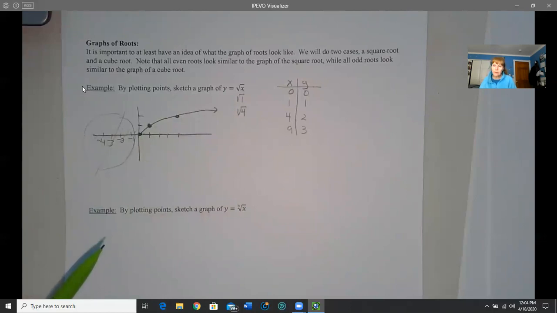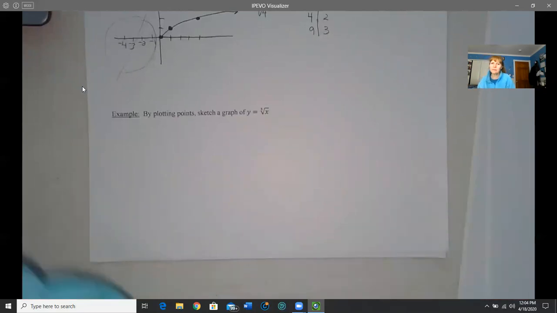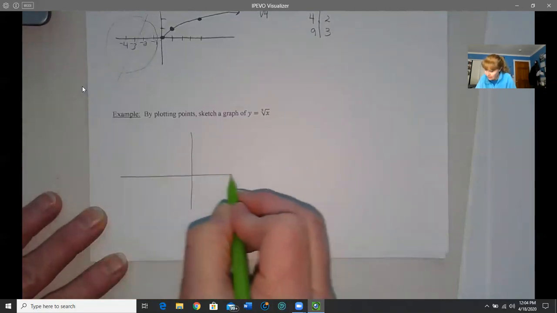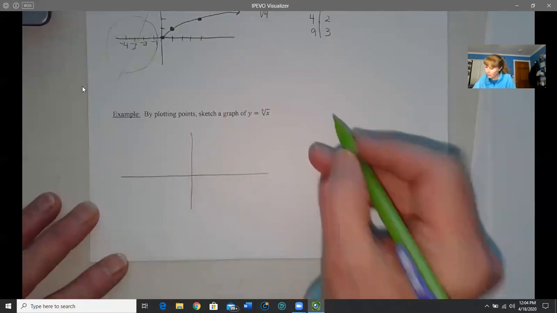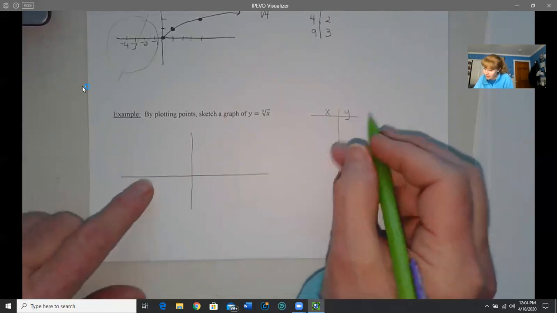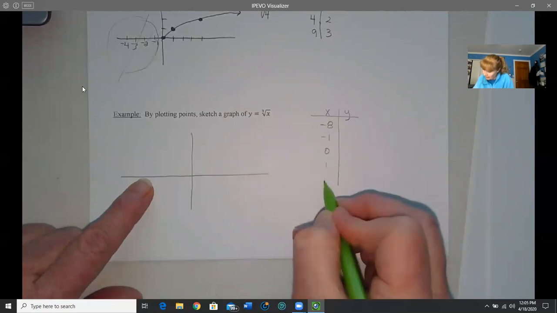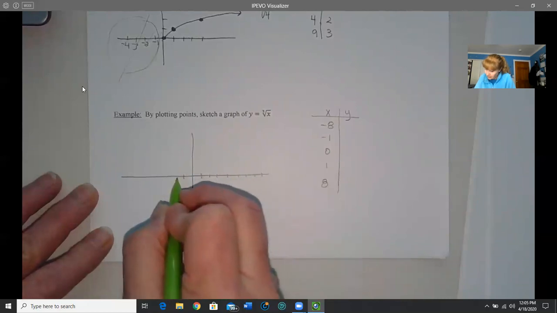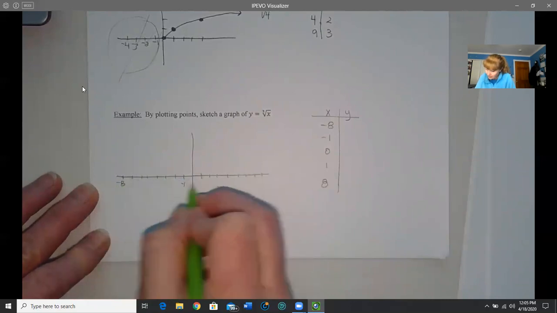What about our odds? Well, when you do these odds, you can put in negatives. So we're not limiting. We can put in negatives, and we will. Let's put in some negatives, let's put in some positives, and let's see what we get. Okay, let's put in a -8, a -1, 0, 1, and 8.